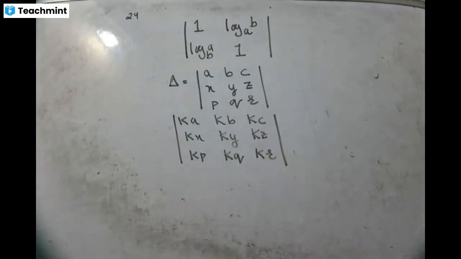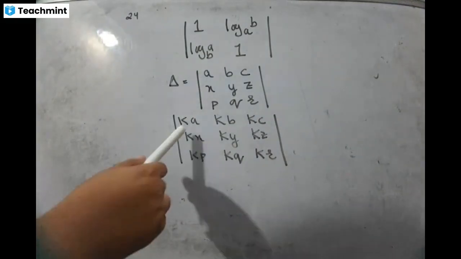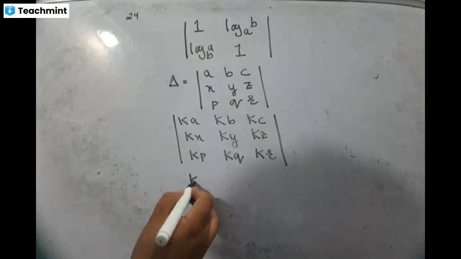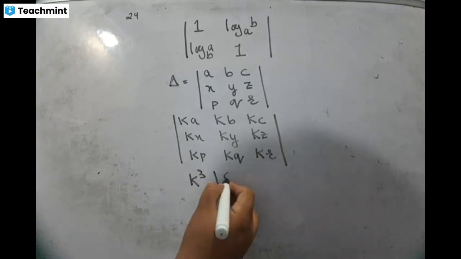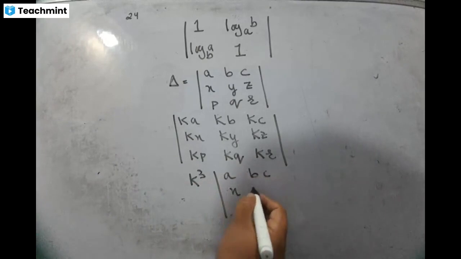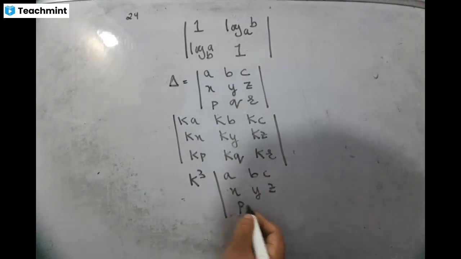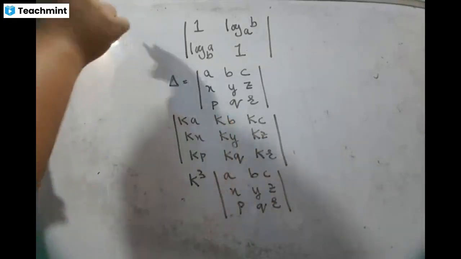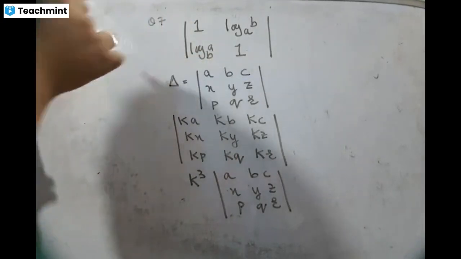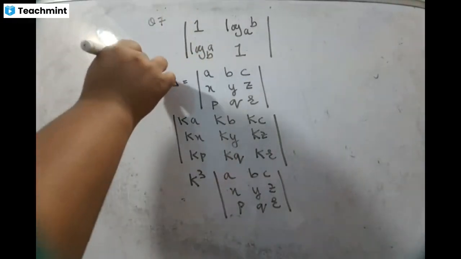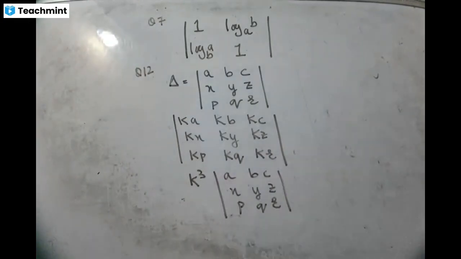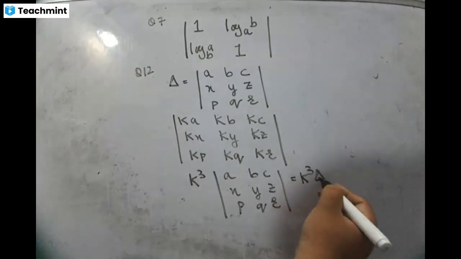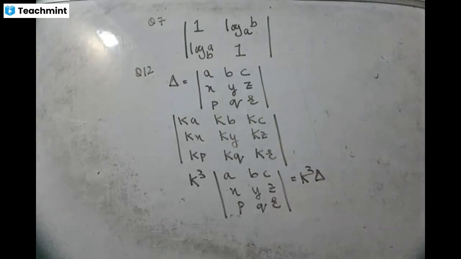So how do you do this? It's a determinant. Look at the first row. What is common? K is common. Look at the second row. K is common. Third row, K is common. So what do you get? K cube. If I take K out, what do you get? A, B, C, X, Y, Z, P, Q, R. This is question number 7, and this is question number 12 of your specimen paper. So this can be written as K cube, and this is nothing but delta. So the right option is K cube delta. You can take a screenshot of this.